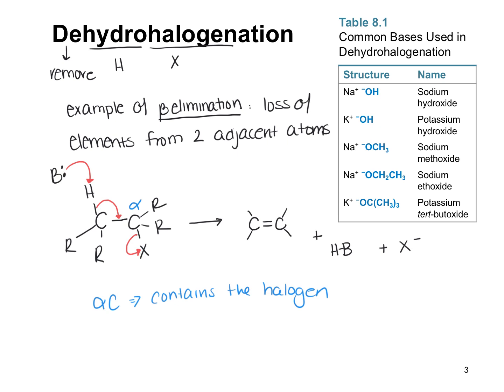The beta carbon is the one that is next to the halogen, where the base removes the proton. Okay, and so this is the alpha and this is the beta. And so when we come over here, this would be the alpha and this would be the beta. And that's what we would see with that new pi bond that's formed.